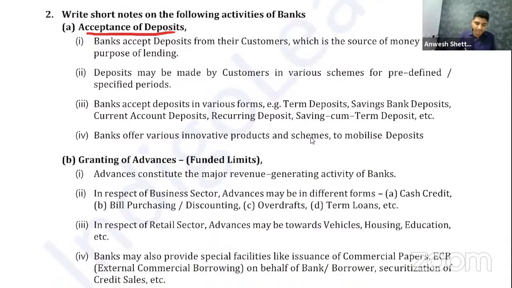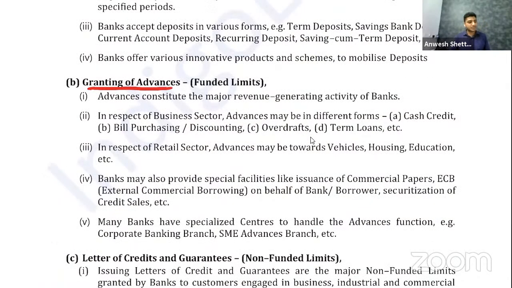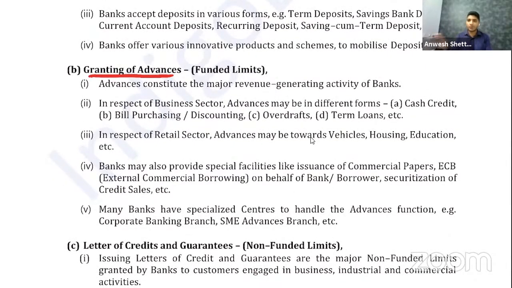Second activity that banks normally do is granting of advances. What do you mean by granting of advances? Granting of advances means giving loans. So banks give loans, and there are different types of loans. Can you think of some loans that you have heard of? It could be vehicle loan, educational loan, or mortgage loan. Mortgage loan means you keep your immovable property, for example, your land, your building, your house, and on that you take a loan. Then the bank also gives loans on your movable property.